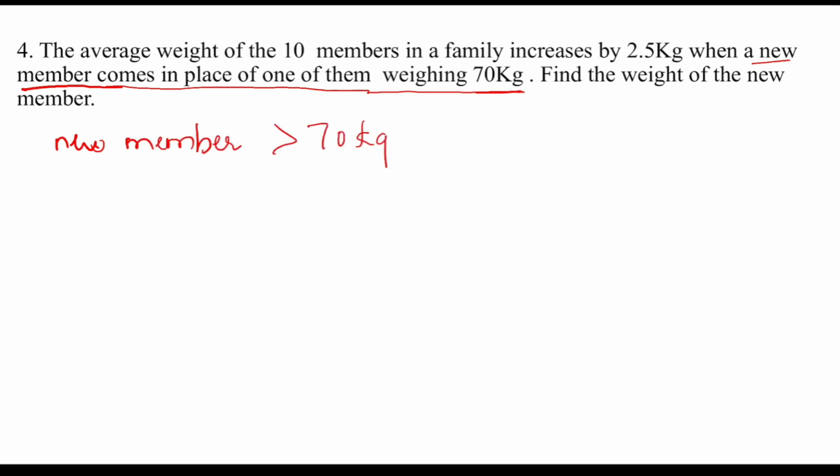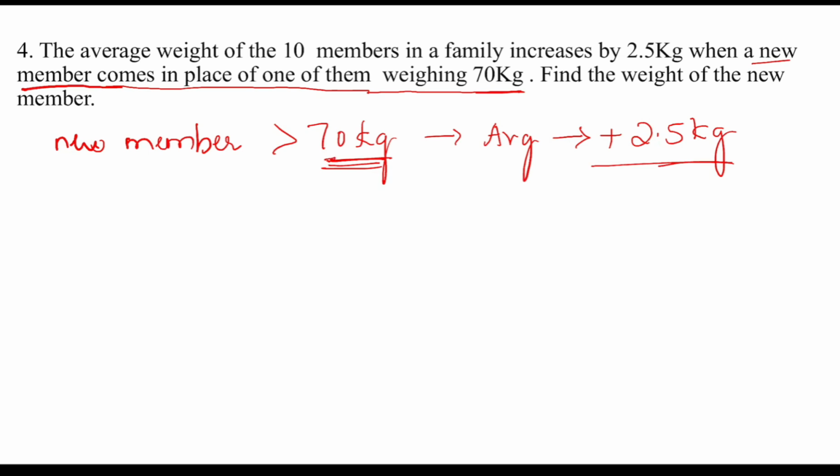Why? Because when he is coming, he is increasing the average. When he enters the family and replaces this 70 kg person, the average is also increasing by 2.5 kg. Means his weight has to be more than 70 kg, then only the average will increase, isn't it? I told you all, the average will increase only when the new person who is coming brings something more than the old average, isn't it?